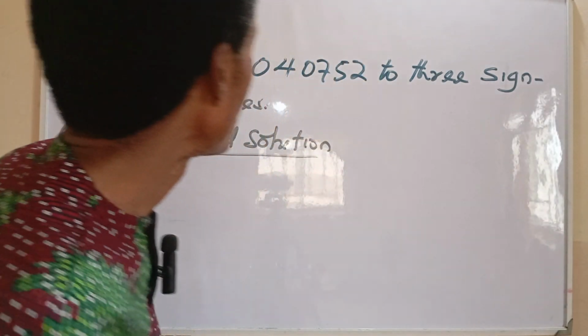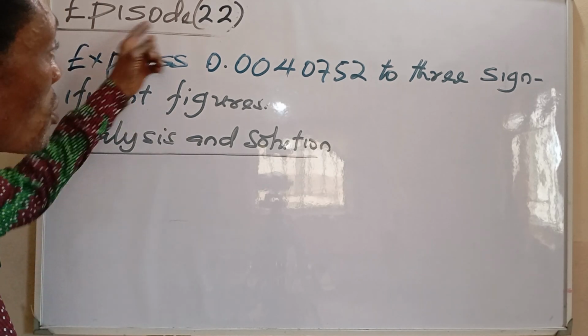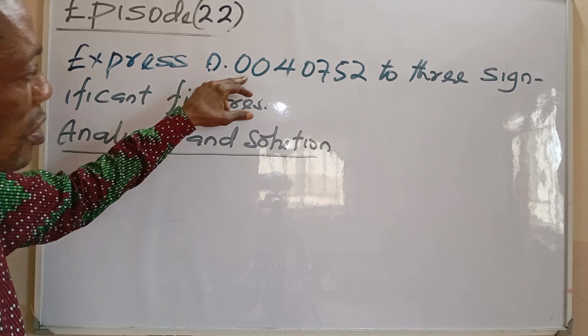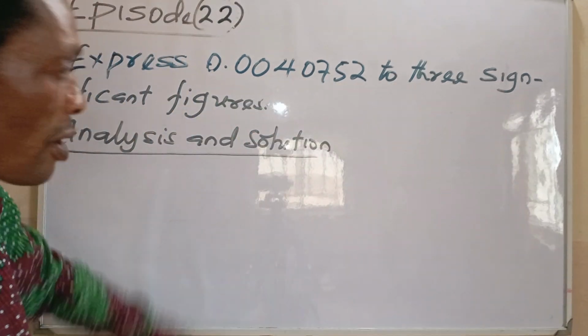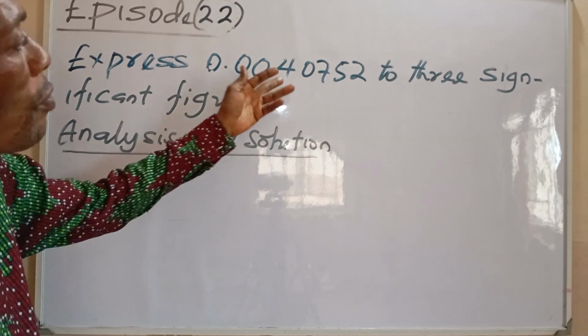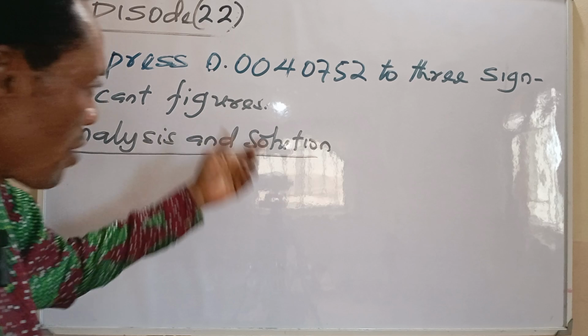Okay, so let us consider the next episode, which is episode 22. And the question says, express 0.0040752 to three significant figures.